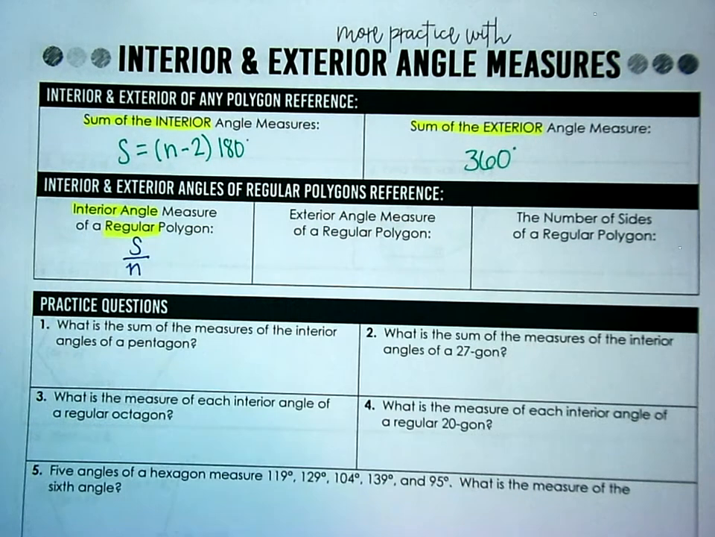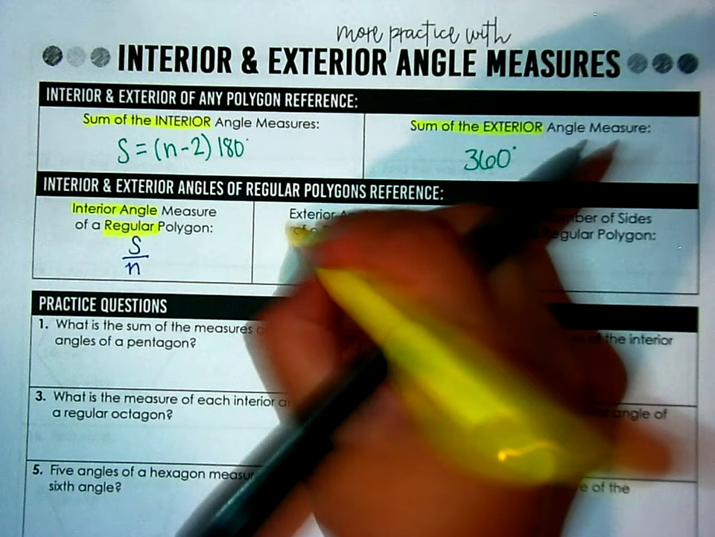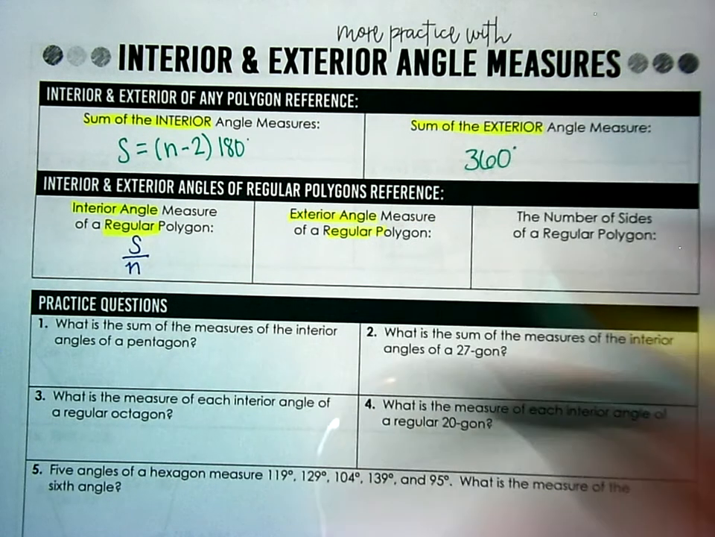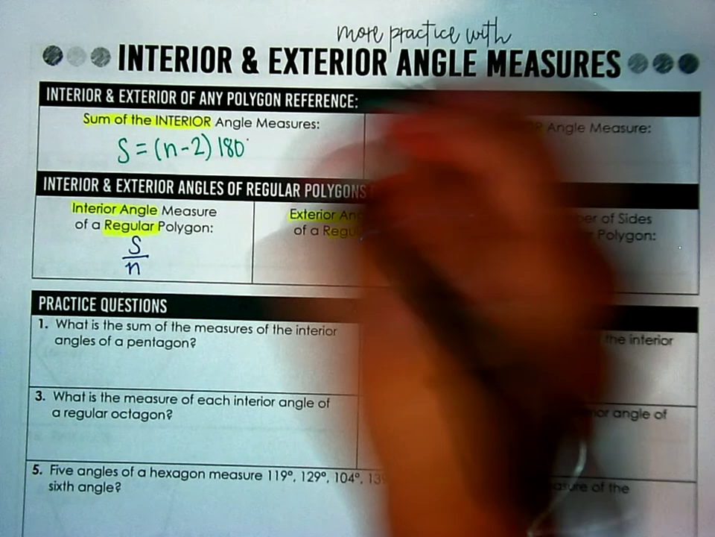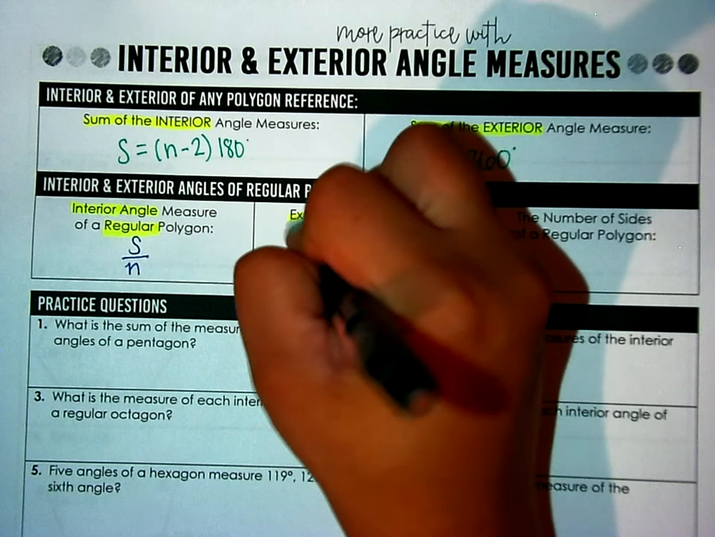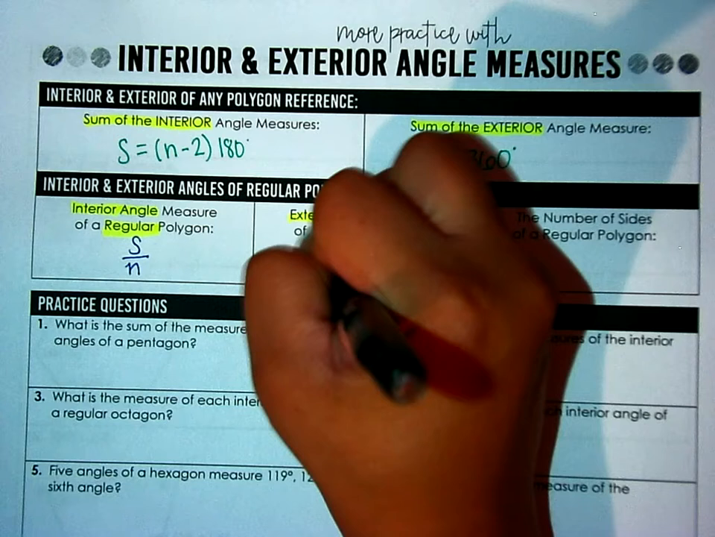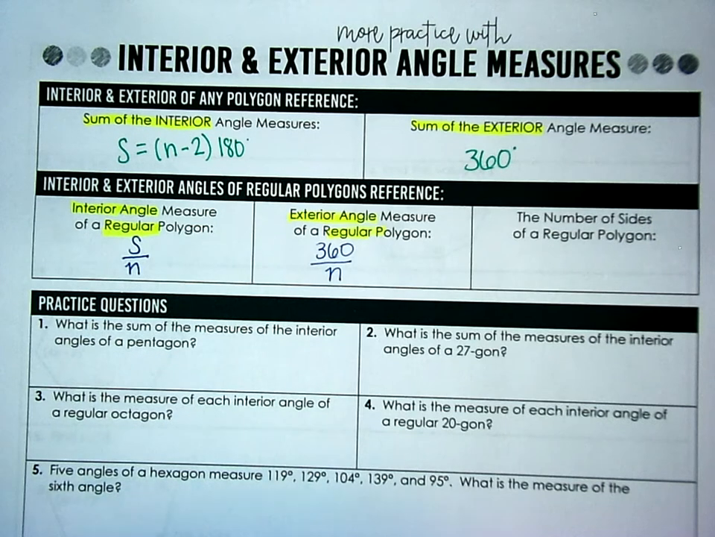Okay, what if they say exterior angle and the word regular? This is the one where I messed up on the notes. All you have to do is take 360 and divide it by n. So don't break your head over that one and make the mistake I did. All you have to do is divide it by n because all of them will always be 360.